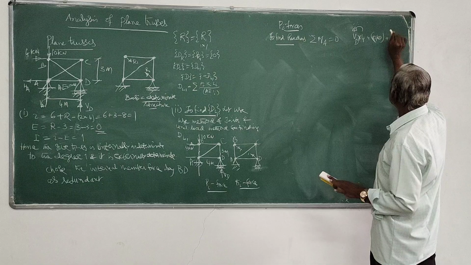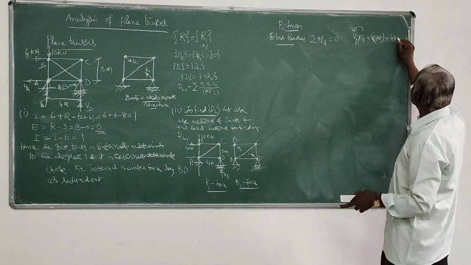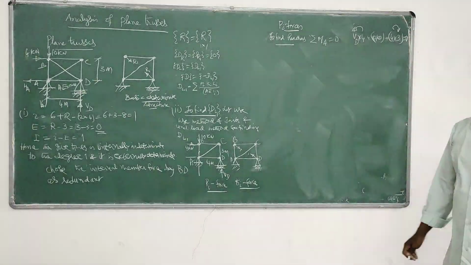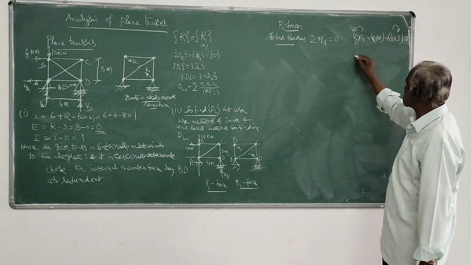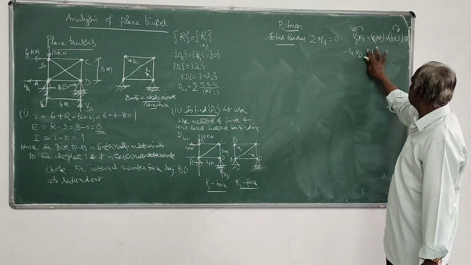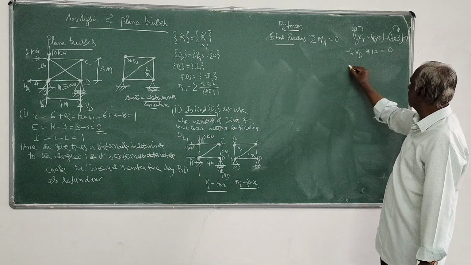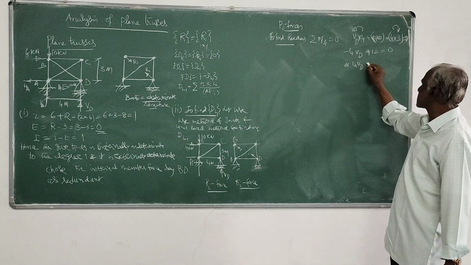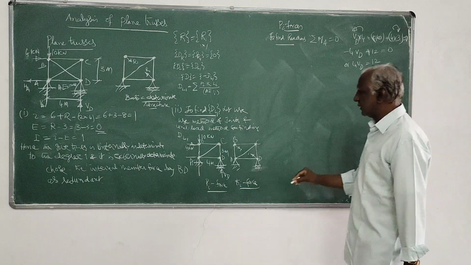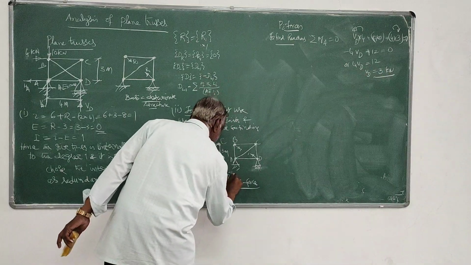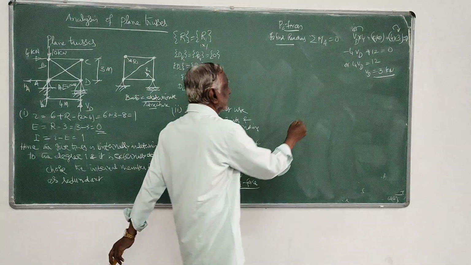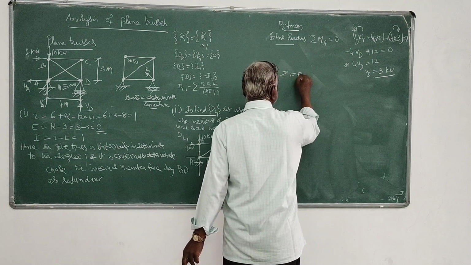So this VD into 4 is anti-clockwise, this 10 into 0 is 0, and this 4 into 3 is in the clockwise direction, and the sum is equal to 0. I will call clockwise positive. This will be minus 4 VD plus 12 equals 0, or 4 VD equals 12. Therefore, VD is equal to 3 kilonewtons. Whatever direction it is, okay. Then apply the sigma equation, sigma V equals 0.